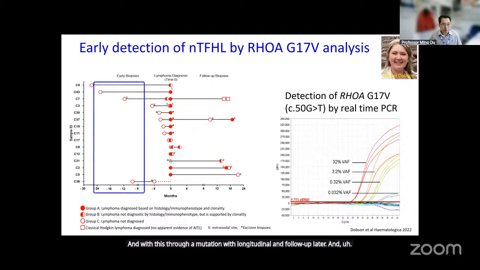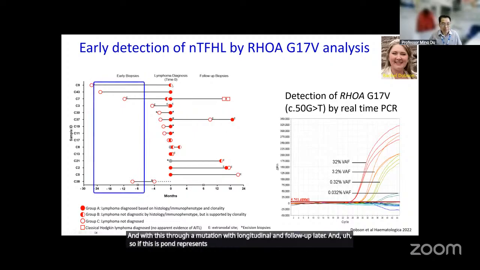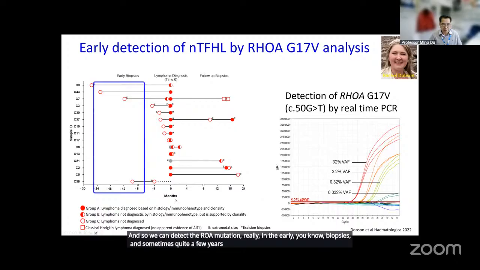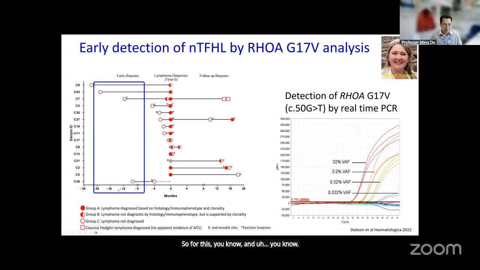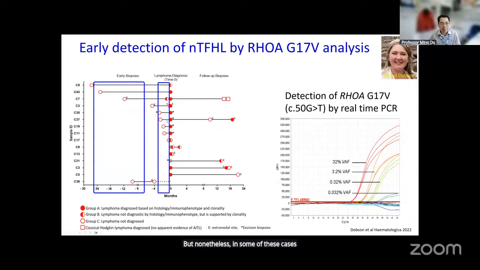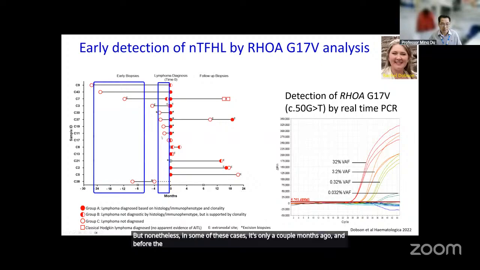This point represents the pathological diagnosis of the TFH lymphomas, and we can detect the RHOA mutation in early biopsies, sometimes quite a few years before the diagnosis of the TFH lymphoma. For these biopsies, because there is no evidence of TFH lymphoma, detecting this RHOA mutation most likely represents a true reactive lesion. But in some of these cases, it's only a couple of months before the diagnosis, and again we can detect biopsies containing the RHOA mutation.